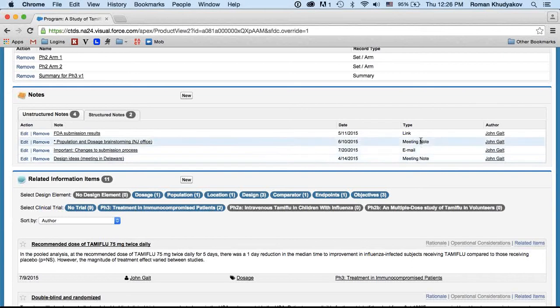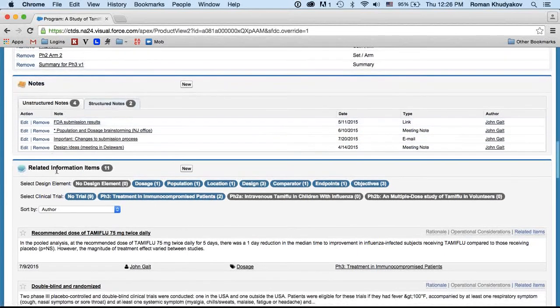And a note can be, as you can see here, either a meeting note, an email, or a link that I want to share with my colleagues. And then you are structuring notes into what we call information items. So an information item is an abstract of the external piece of content processed and discussed internally, and is a sort of decision that is made around a certain topic in a specific category, such as dosage, population, location, design, or whatever you want to use for categorization of your decisions.